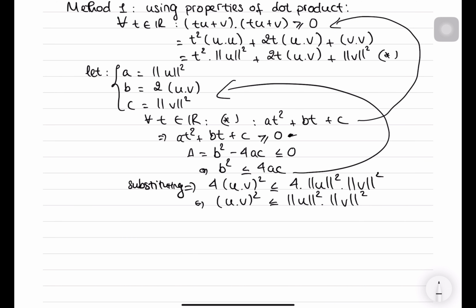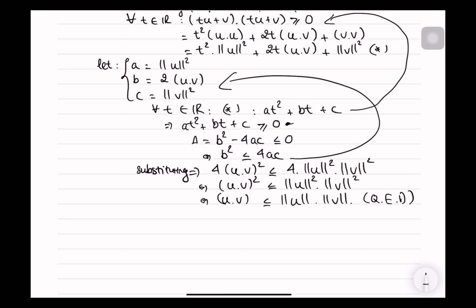Now, let's take the square root of both sides. We're going to have uv is less or equals than the norm of u multiply the norm of v. Now, we're done.